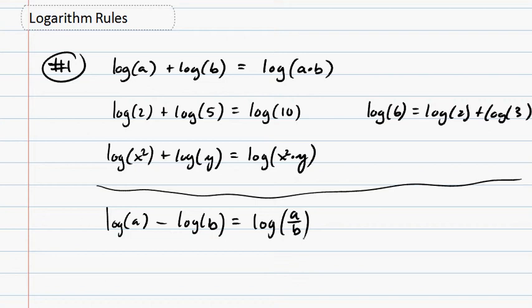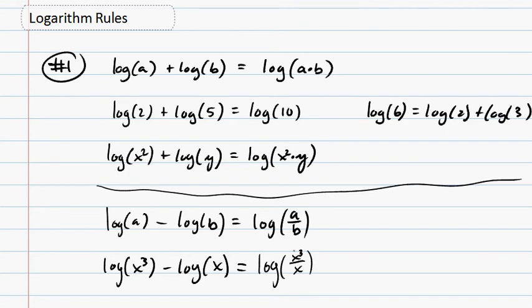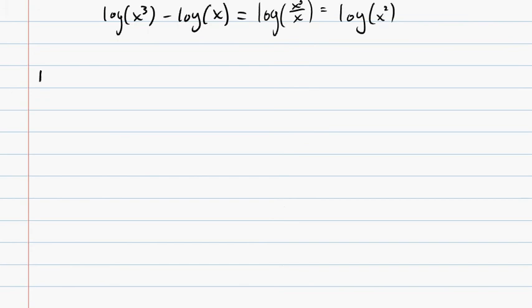Okay, and so you might encounter problems like log of x cubed minus the log of x. Now, when you combine them, it would be the log of x cubed over x. But we know that we could simplify that. It would be the log of x squared. Okay? And so, that was log rule number 1. Let's look at log rule number 2.